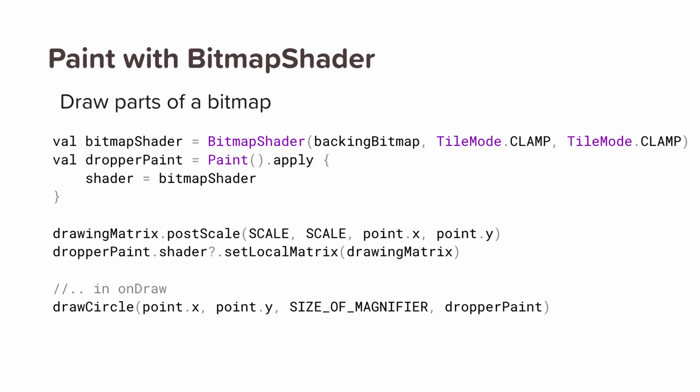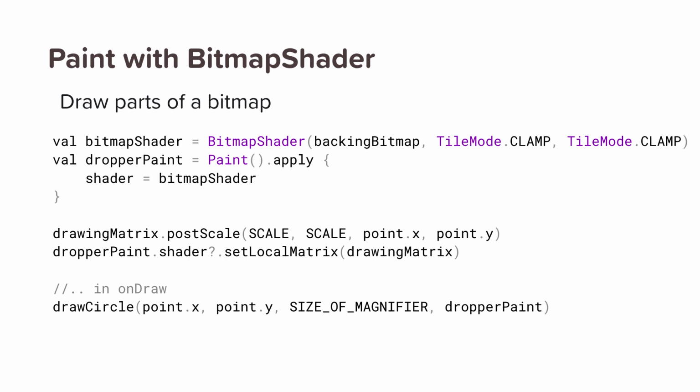Okay, so to draw that cool little zoomed in bitmap on the color dropper, we create a bitmap shader. The bitmap shader takes in the backing bitmap of the whole view, we set tile modes, and we set the shader on the paint. You can see in dropper paint, we say shader equals bitmap shader, and then we do some things to that bitmap we're going to display on screen. We want to scale it up a little bit, and we want to translate it to the point that's going to be visible on screen. So we use a matrix to do that.